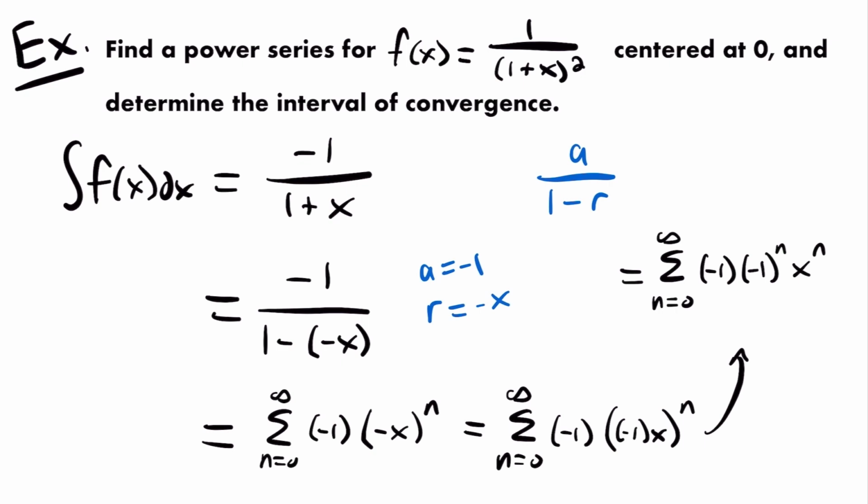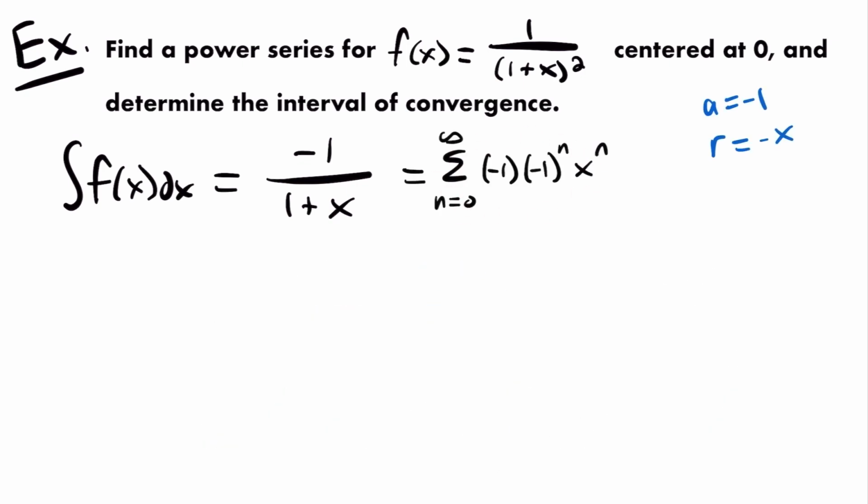All right, now if I clean up my work, we can simplify this power series a little further. Since we have -1 times -1 to the power of n, we can add those exponents. So we'd have -1 to the power of n plus 1. So this will be equal to the sum from n equals 0 to infinity of -1 to the power of n plus 1 times x to the power of n. And this power series represents the integral of the function that we want to represent as a power series.